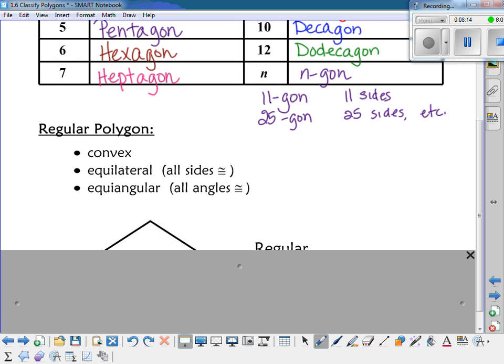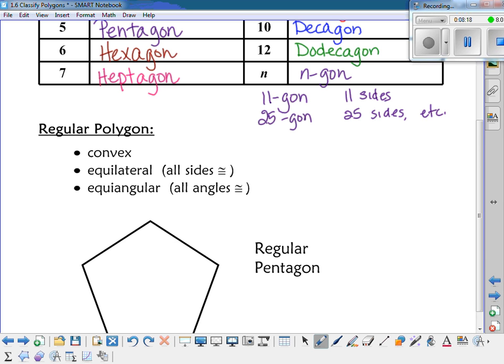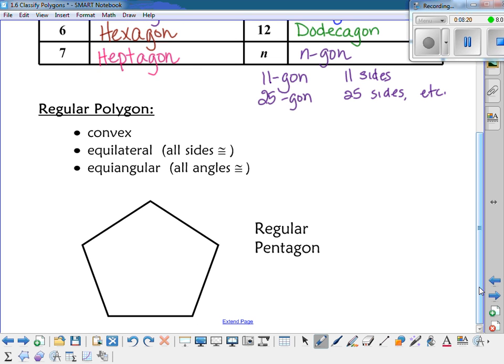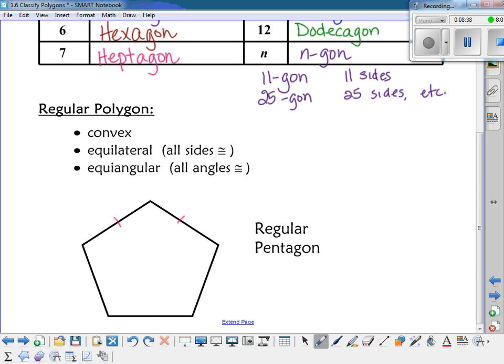So in order to be considered a regular polygon, a polygon must be convex, it must be equilateral, which means all the sides are congruent, and it must be equiangular, which means all the angles are congruent. So if this is a regular pentagon, then I know that all these sides are congruent to each other, and all these angles are congruent to each other, and I would mark it that way.